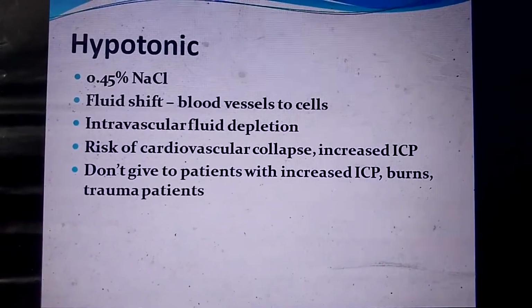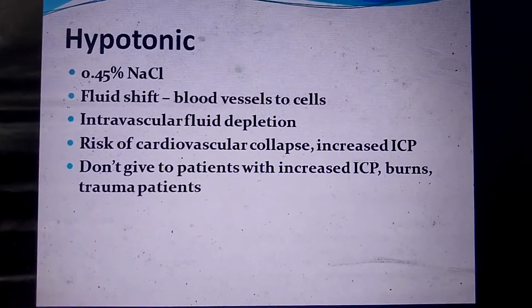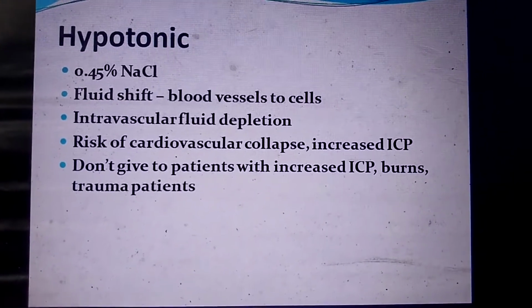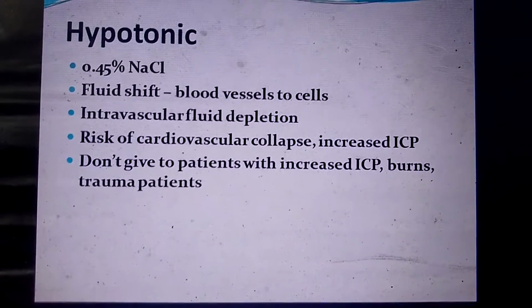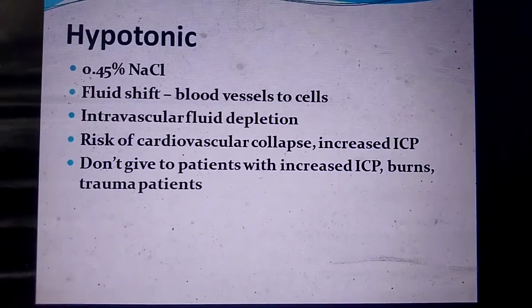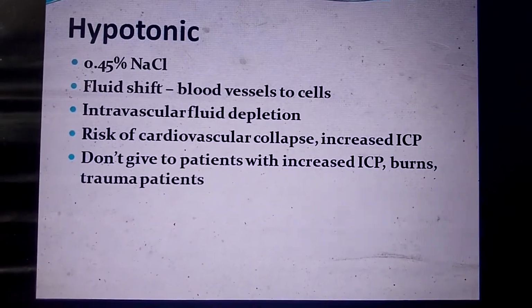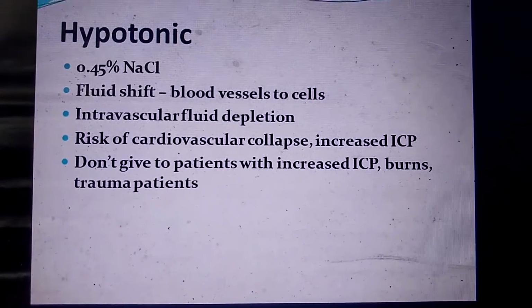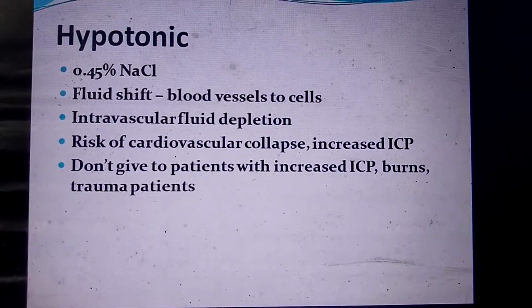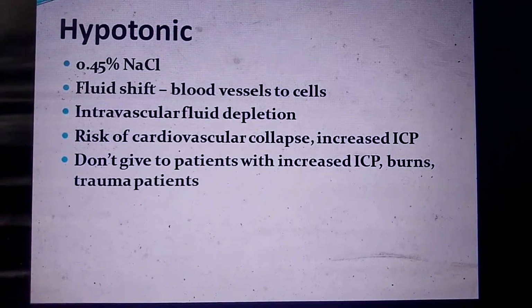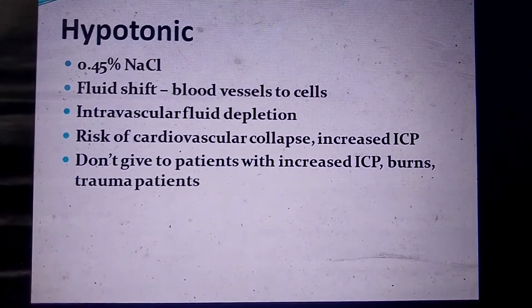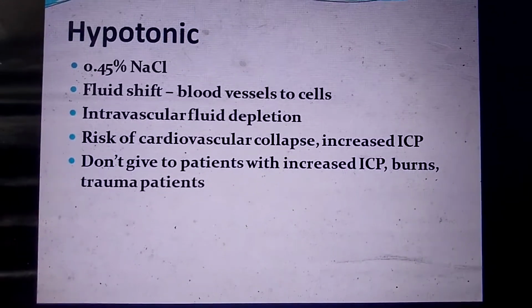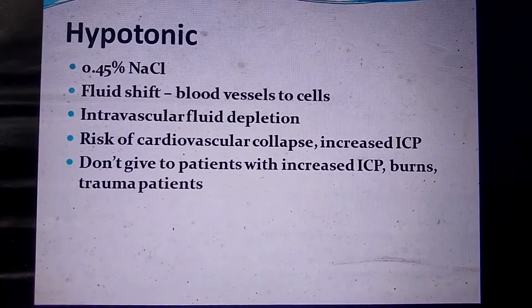So these are the precautions we should take while administering isotonic fluids. Next is hypotonic. Hypo is less than. If the fluid has a concentration less than the serum osmolarity, it is called a hypotonic fluid. An example is 0.45% sodium chloride. So what will happen here? The fluid shift will happen from the blood vessels to the cells.